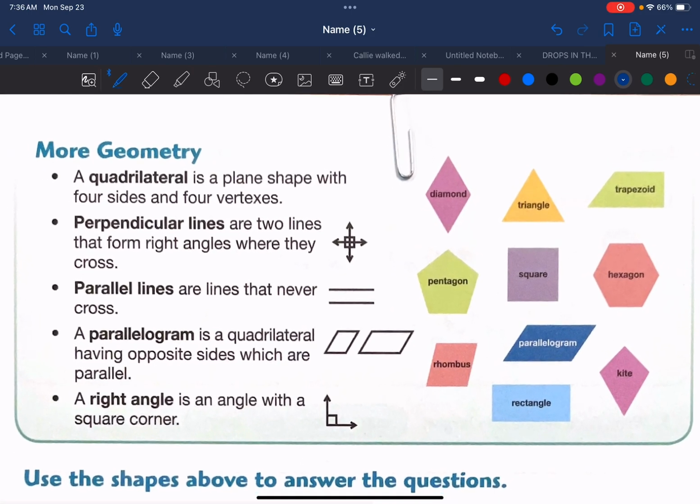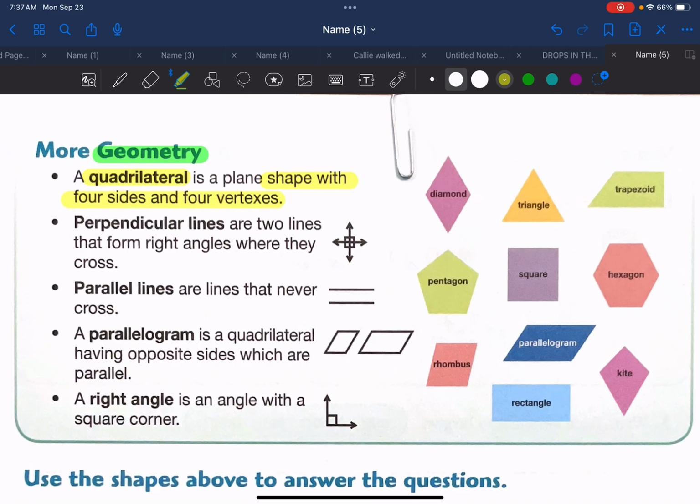All right, this is other stuff I want you to write in your interactive notebook. Last time we had geometry, we just did the shapes, the vertexes, and the sides. I would like you to write in your notebook geometry at the top of one of your pages. And I would like you to write down a quadrilateral, and then you're going to write a shape with 4 sides and 4 vertexes.